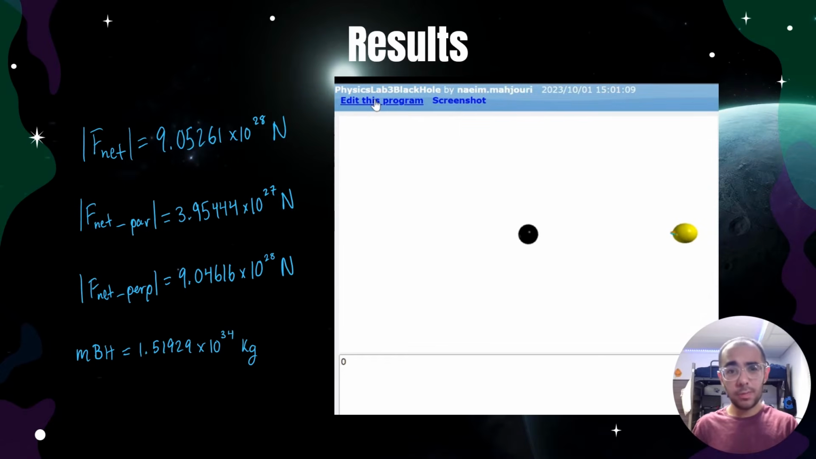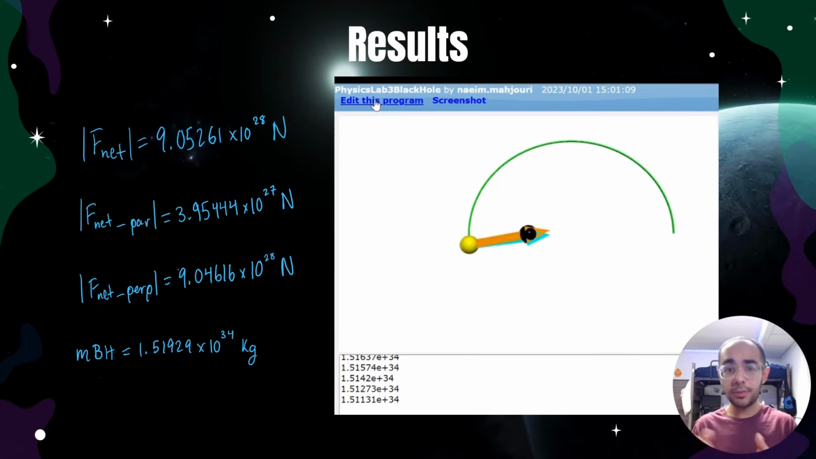This animation is a good representation for our simulation. Dang, those rhymes went crazy. Anyway, here we have our star orbiting our black hole, and shown are the components, the parallel and perpendicular components of the net force. The orange is just the sum of that.